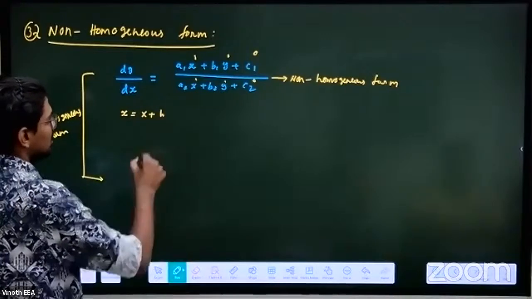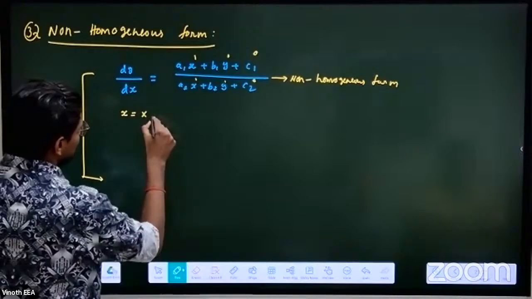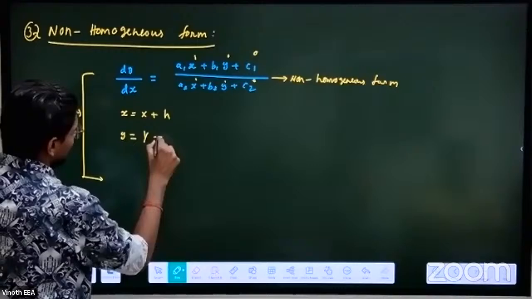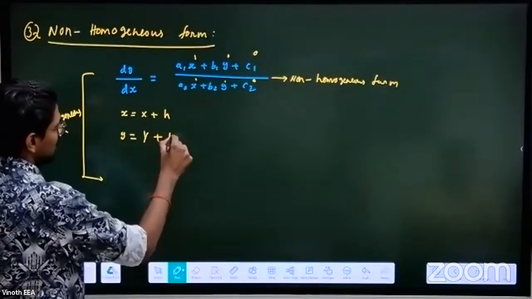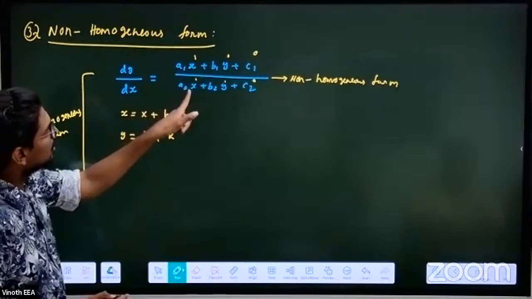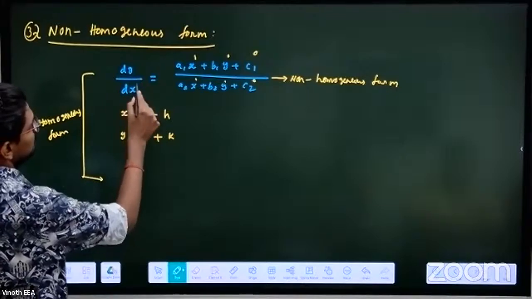Capital X is variable here. This h is a constant. y is equal to capital Y plus some constant, we will take it as k. So h and k are constants. Wherever small x, small y is there, you replace. And similarly, this small y and small x if I replace.